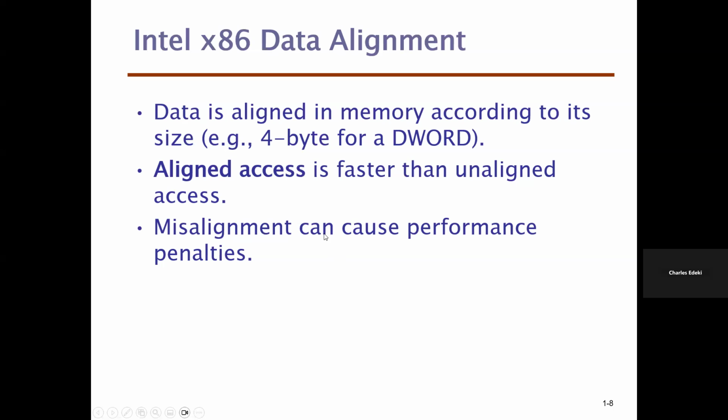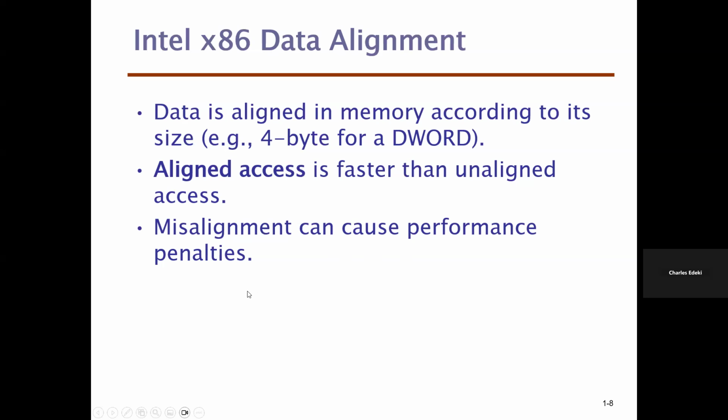These data types are all used in assembly language also. So here we say aligned accesses are faster because they match memory boundaries. Unaligned accesses are allowed, but they are slower in performance. So misaligned access can cause performance penalties also.